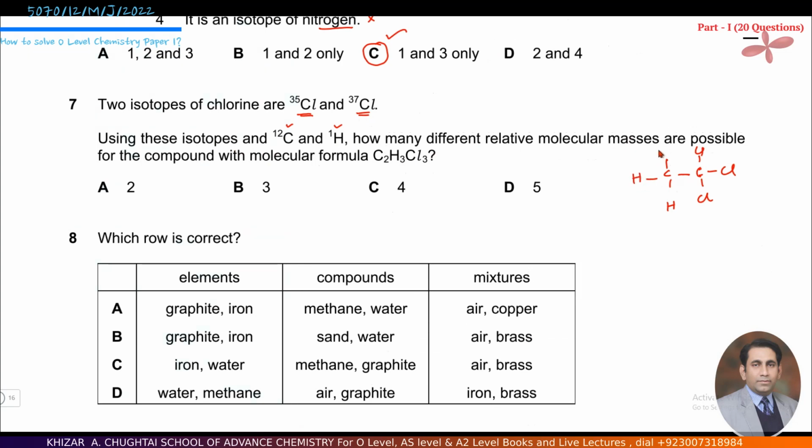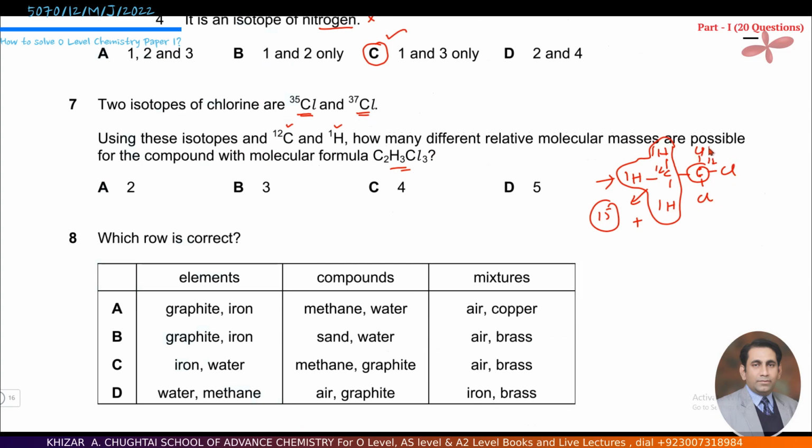C2H3Cl3. Let's suppose this is one of the possible structures of this molecular formula. In this case, this portion shows a constant mass: 12, 1, 1, 1. This portion shows the 15 mass plus. This carbon also shows a constant mass equal to 12. Let's suppose one of the possible molecules has the smallest mass of all Cl.